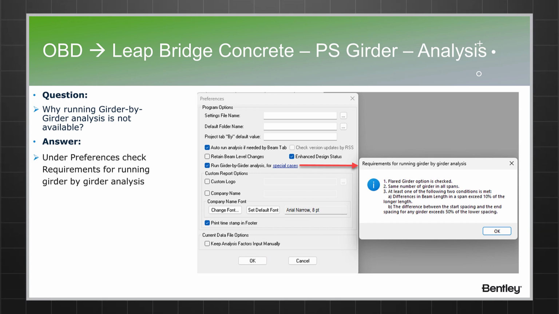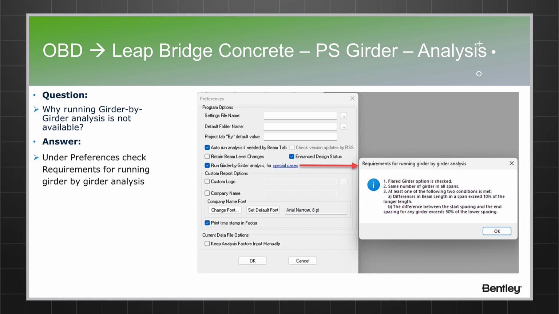So we have a few analysis options wherein the user can run a girder by girder analysis. We have the refined method of analysis. What are the conditions wherein the user can run girder by girder analysis, and what are the options the user has to check to get it activated? For that, the user has to go to preferences, and in the preferences window, the user has to check this option, girder by girder analysis.